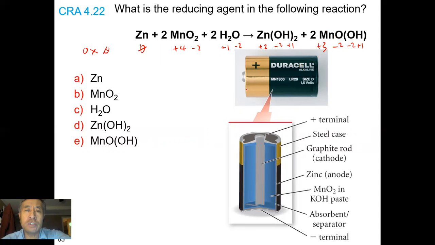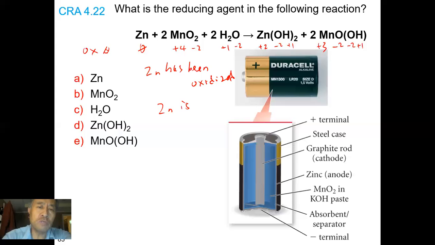So it seems nothing happened to oxygen and hydrogen, but something happened to zinc. Zinc goes from 0 to +2. So zinc has been oxidized, and also something happened to manganese. Mn goes from +4 to +3. So therefore, we can say zinc has been oxidized. So therefore, zinc is the reducing agent. Okay, so therefore, the answer is A.